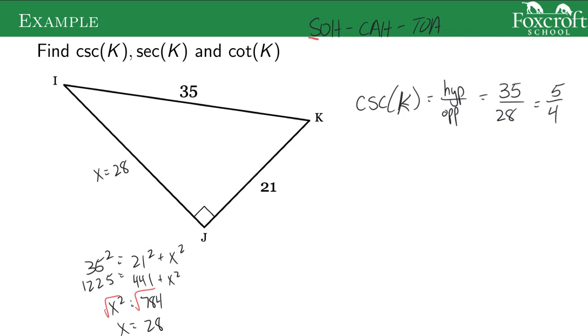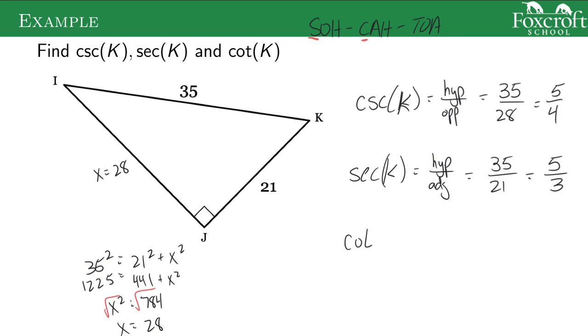All right. Secant's next. Secant does not have a co in front of it, so it's related to cosine. If cosine is adjacent over hypotenuse, secant is hypotenuse over adjacent. And the hypotenuse is 35. Adjacent side is 21, and this simplifies to 5 over 3.